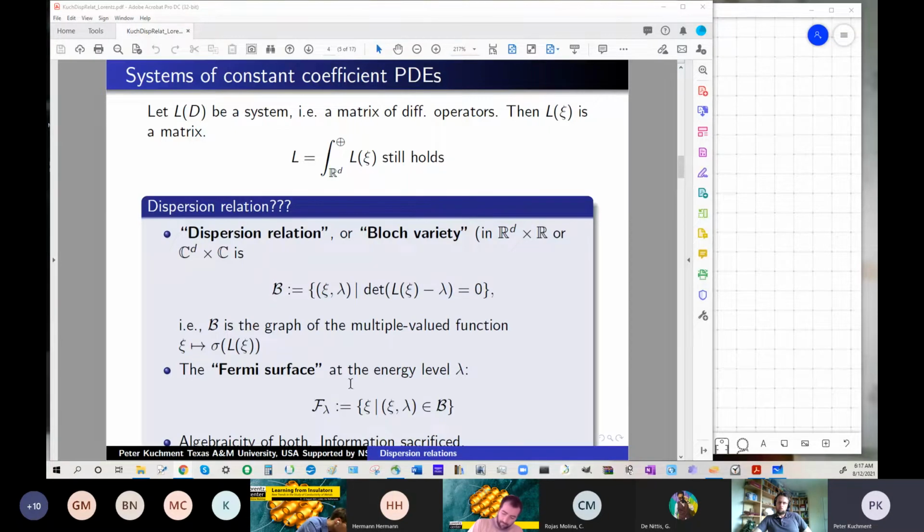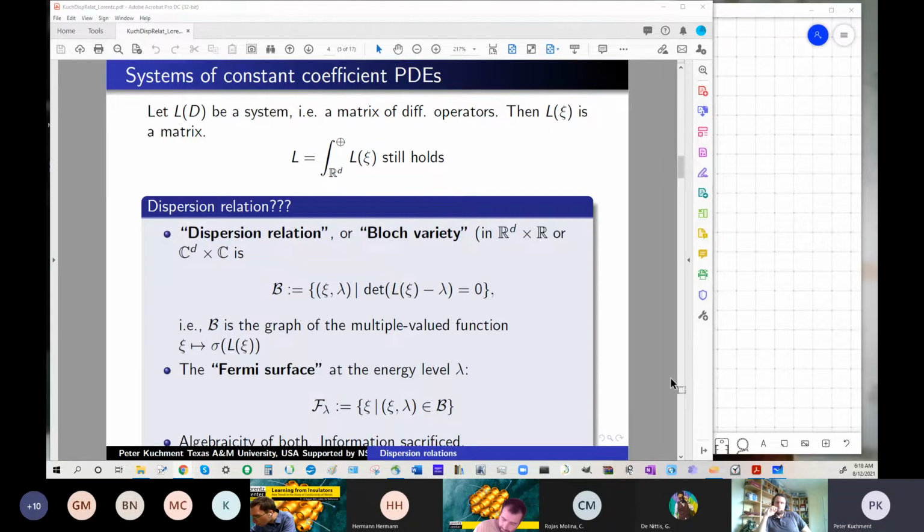Again, both of those sets are algebraic in the following sense: there is an algebraic equation that gives them. Here is the equation: determinant of L of xi minus lambda equals 0. And since this is polynomially dependent on the parameter, the matrix determinant is a polynomial. However, it's important to mention that some information is lost going from the full symbol L of xi to only the spectrum, since you can easily cook up matrices that produce the same spectra without being the same.